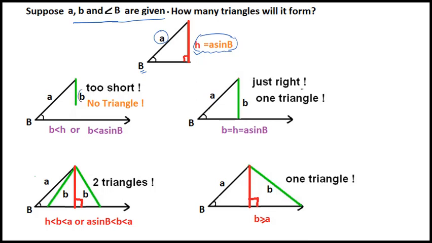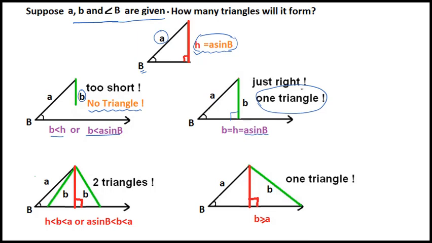If the side b is less than h, or we can write down b less than a times sine B, you could say this b is too short. So no triangle is formed. When b equals h equals a times sine B, then you could say we can form a right triangle here. In other words, one triangle is formed.